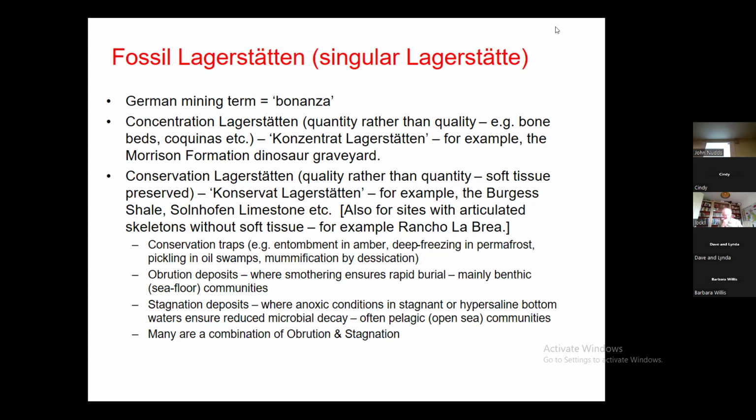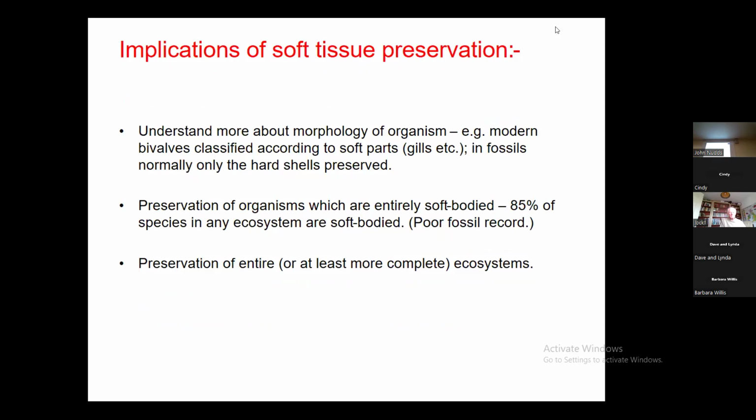The other type that Seilacher described were stagnation deposits, where either anoxic conditions or something that would make the bottom waters hostile to life, hypersalinity, toxicity of one form or another, again, would ensure that scavengers would not be able to survive in the bottom waters, and microbes also would not be able to act. And these tend to sample deeper water, pelagic, open sea communities. But if truth be told, most of those that we describe in the book and that we know about are a combination of obrution and stagnation.